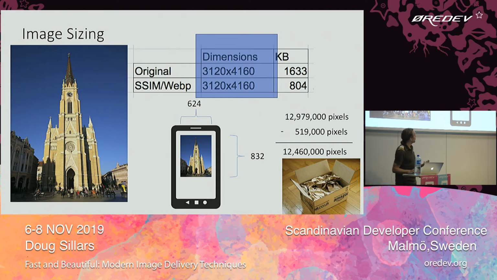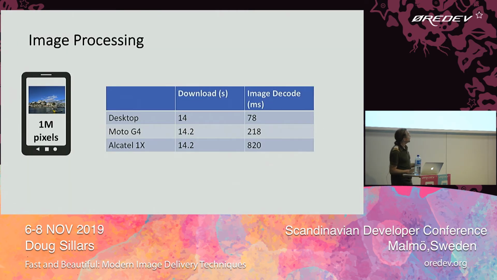Now, to make matters worse, to do that image decoding, to throw away those millions and millions of pixels, it takes time. And so this is an example I did. It was 16 million pixels down to 1 million pixels. And on the desktop, it took 78 milliseconds for that image decode to happen. On a Motorola G4, which is sort of a mid-range Android device, it was a high-range device a few years ago, sort of mid-range now, we're talking 200 milliseconds for that to happen.